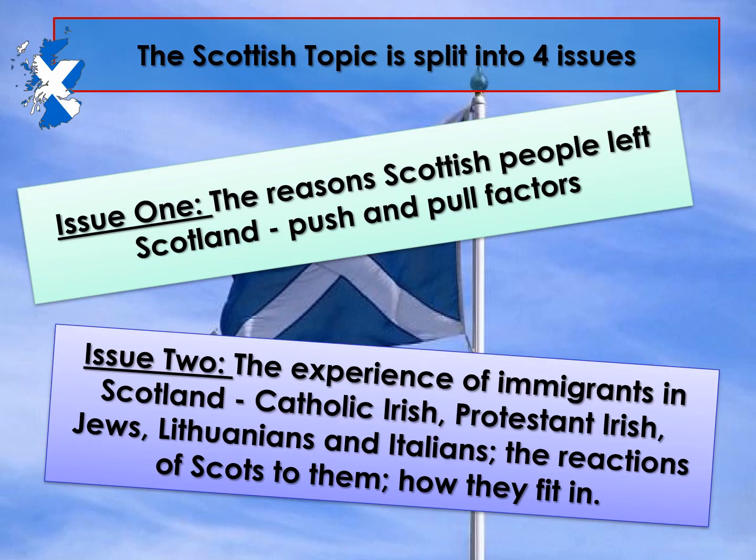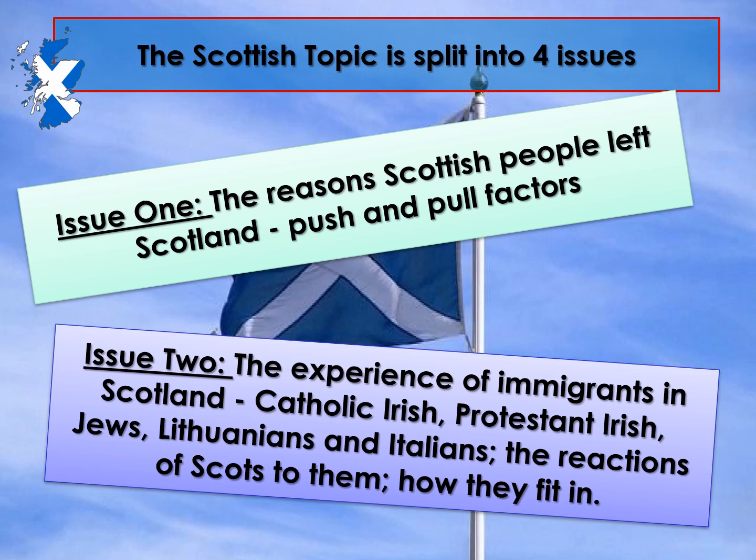So the Scottish topic is obviously split up into 4 issues, which again, if you've watched the information video about the start of Higher History, you'll know this. Issue 1, which is the one we're going to start with, is the reasons that Scottish people left Scotland. So we're thinking in particular about push and pull factors. If you are a geographer, this might be information that you already know, which is a nice overlap. So we're thinking about not only reasons why they would have gone abroad and left Scotland, but also why they would have moved from rural areas to urban areas, and information about things like that.